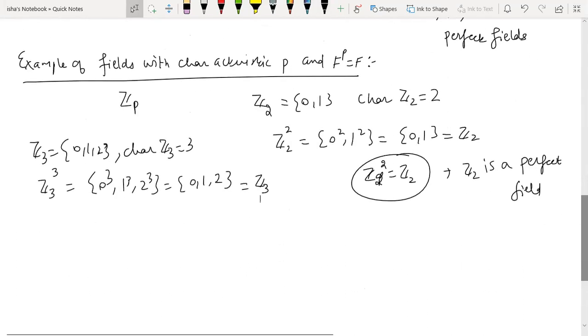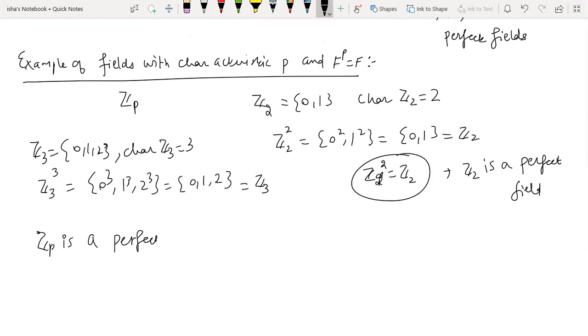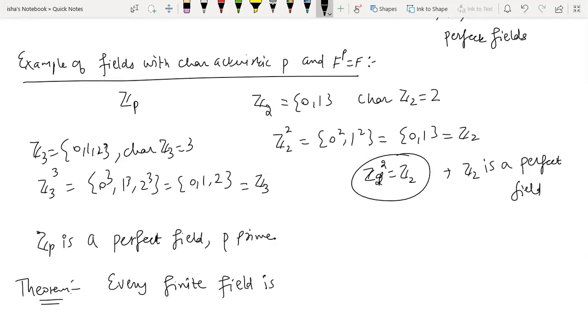So in general, I'm telling you all Zp, where p is prime, is a perfect field, because if p is not prime then it is not a field at all. So now let's do a formal proof. We showed this through examples, but there is a theorem which is going to formally prove this result. In fact it is a more general result: every finite field is perfect.